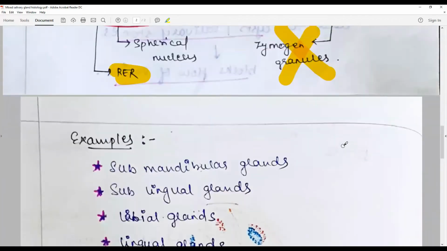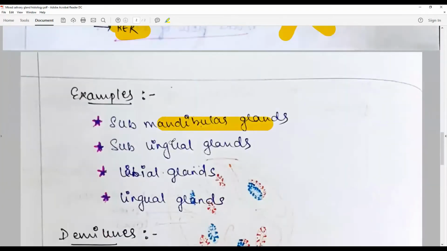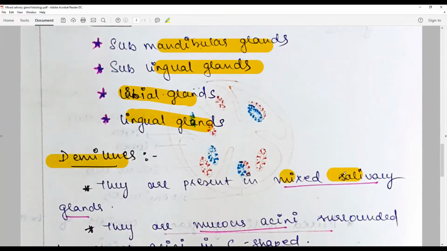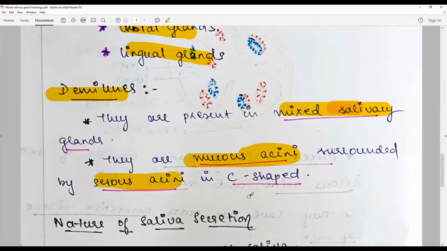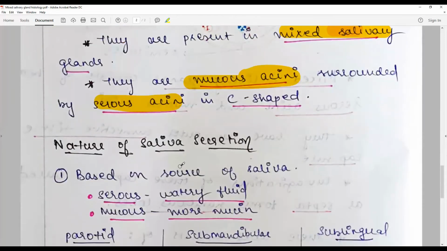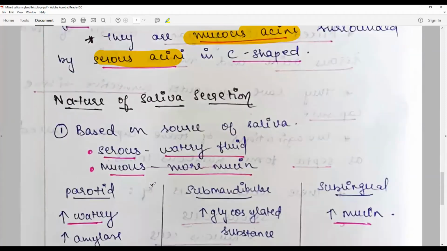The examples of mixed salivary glands are the submandibular glands, sublingual glands, labial glands, and part of the lingual glands. The specific characteristic we see is the demilunes, which are exclusive to the mixed salivary glands. They are essentially mucous acini surrounded by a C-shaped serous acini. People believe that this is an adaptation. The nature of salivary secretion can be serous or mucous, predominantly a mixed gland.